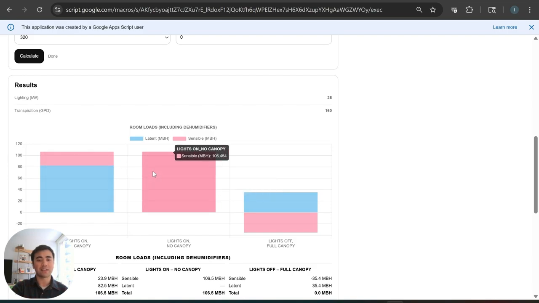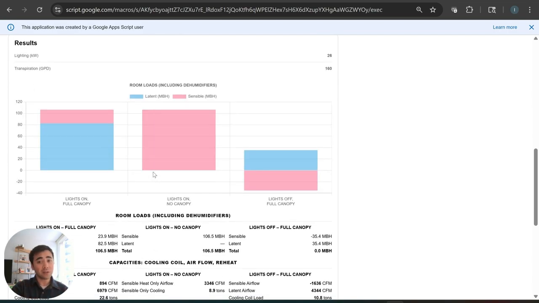Notice that the 2 lights on conditions without dehumidifiers in the room have the same total load of 106.5 MBH. However, with plants, a large portion of that heat load is converted from sensible load to latent load as transpiration converts the heat into moisture in the room.